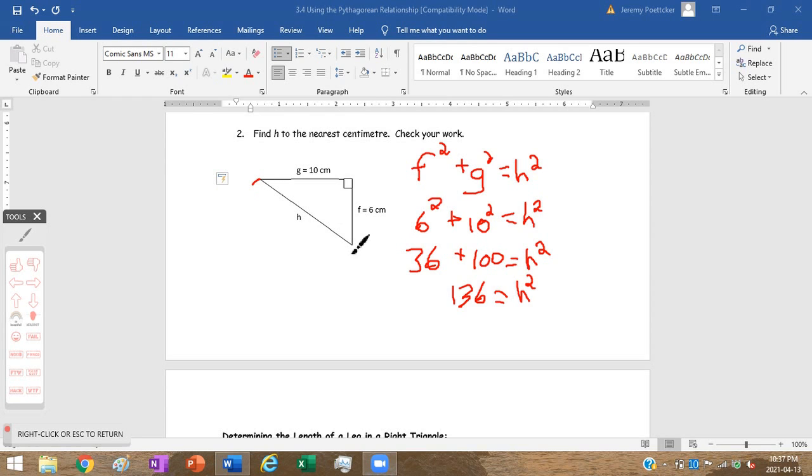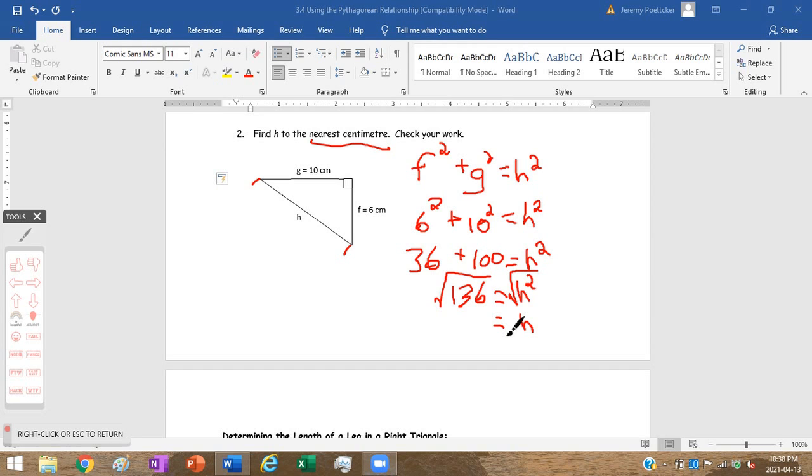So again, once I've added all this up, I now go ahead and take my square root. And it says to the nearest centimeter, so basically I'm rounding to the nearest whole number. Using what I know about square roots already, I'm going to guess that it's going to be real close to 12, because I know the square root of 144 is 12. But let's just double check with our calculator here.